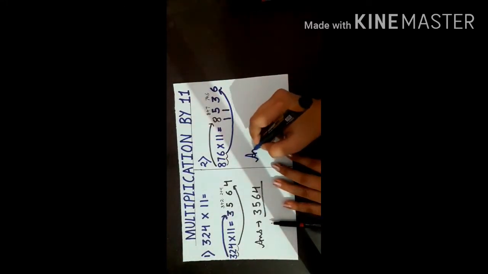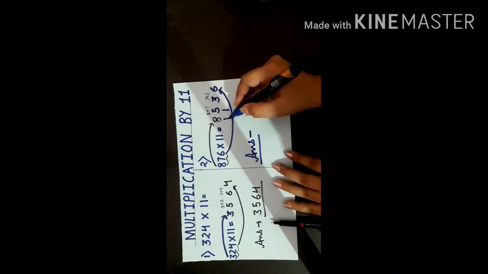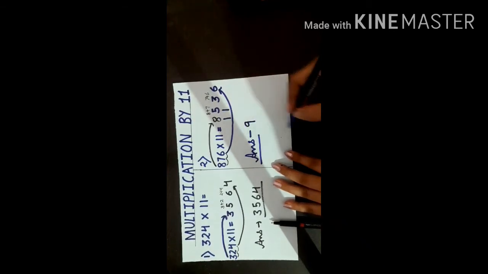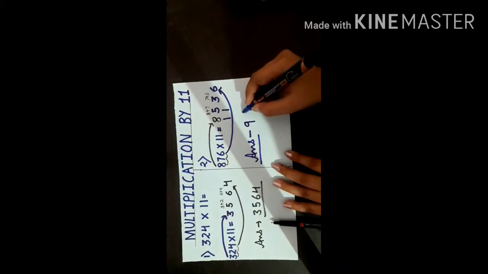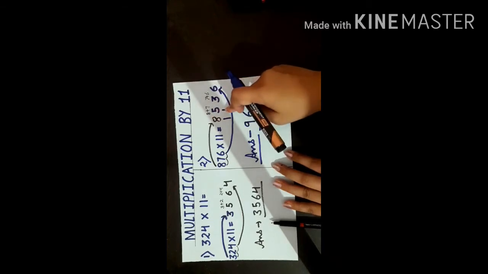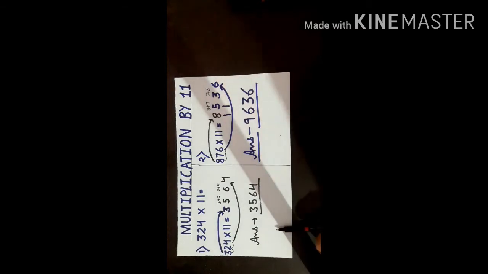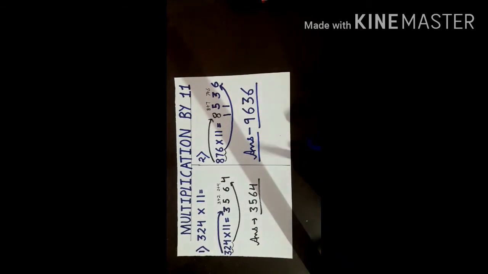So now what is the answer? See, 8 plus 1, 9, 5 plus 1, 6, 3 as it is and 6 as it is. You have to add this. Students, I hope you are getting it. If you want this explanation more thoroughly, you can see my previous videos.